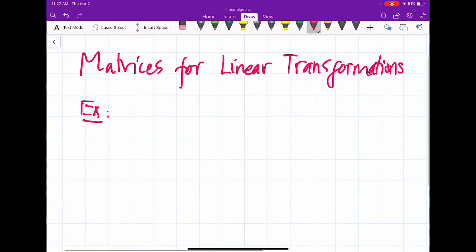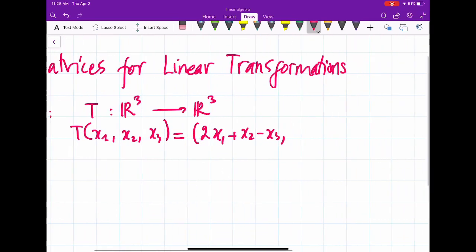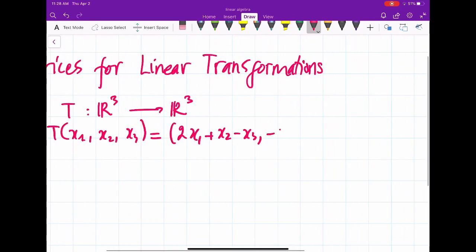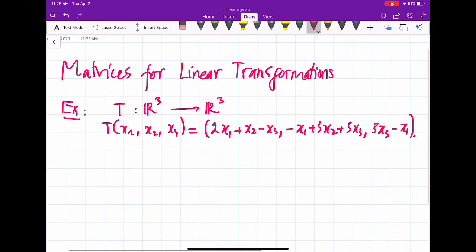Okay? Suppose you have a linear transformation from R3 to R3, and T(x1, x2, x3) equals (2x1 + x2 - x3, -x1 + 3x2 + 3x3, -x1 + 3x3). Let's find the matrix of this linear transformation.